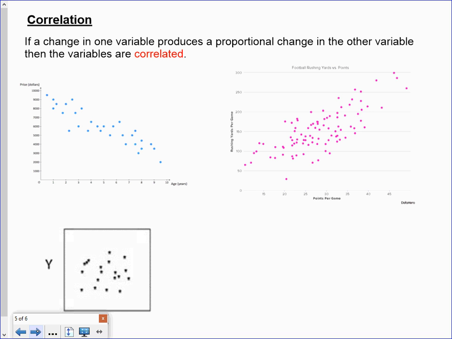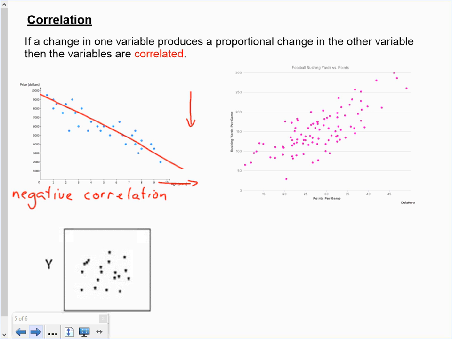This first graph is showing price as a function of age, or how the price of something changes over time. If we were to draw the line of best fit here, we would draw a line something like this. This is what is called a negative correlation, because as our age increases, as we go along this way, the price is decreasing. So that's a negative correlation.